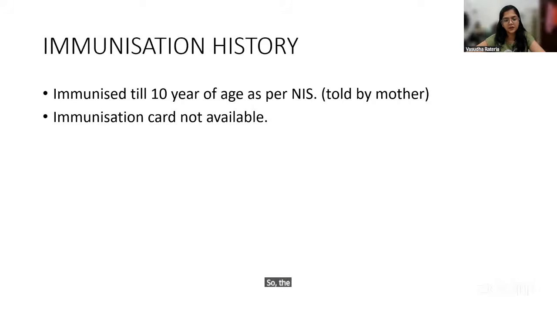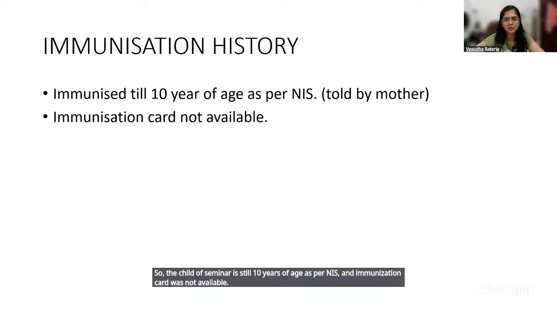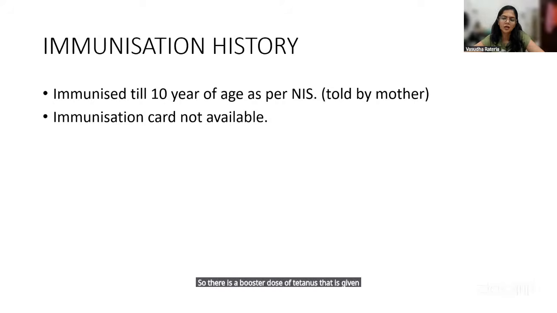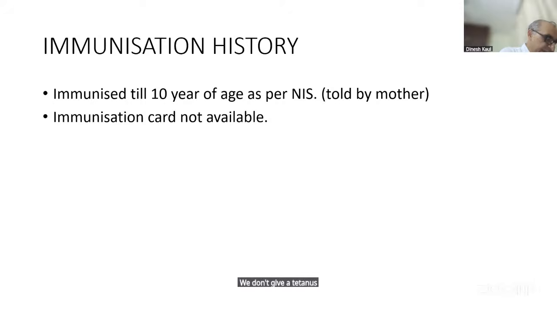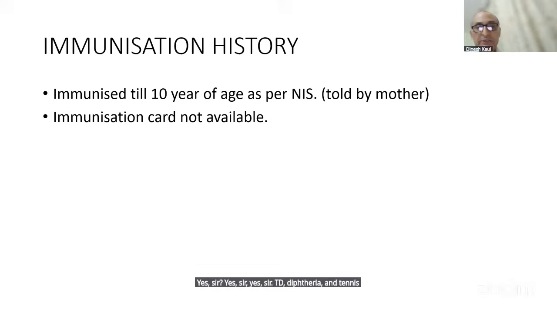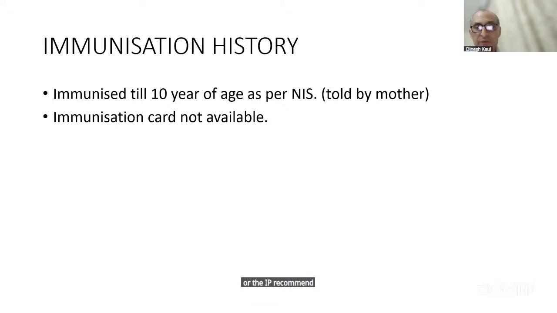The child was immunized till 10 years of age as per NIS, and the immunization card was not available. What do you expect she should have got by 10 years of age? There is a booster dose of tetanus given at 10 years of age. We don't give only tetanus, we give Td in the national program. But in the IAP, the recommendations are to give Tdap as an adolescent dose.